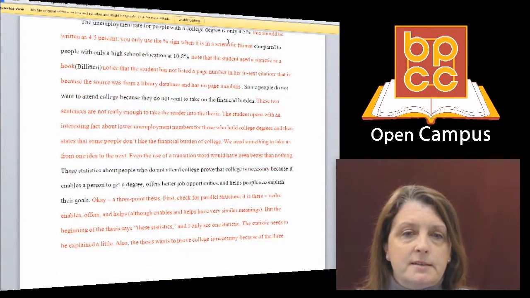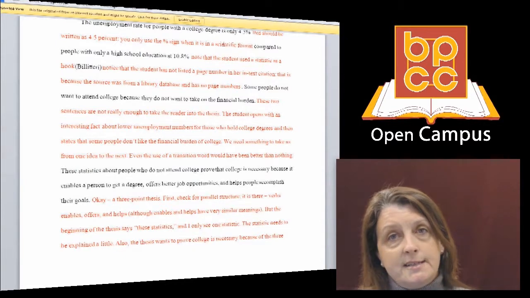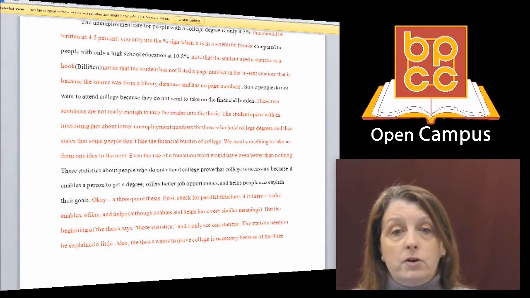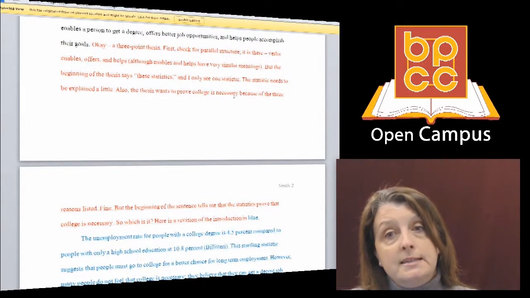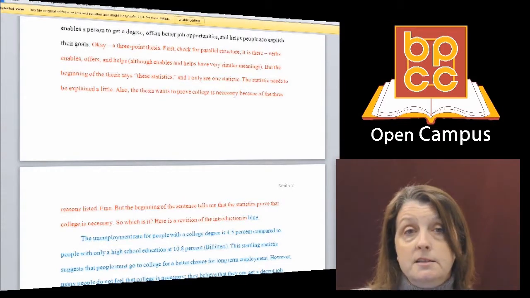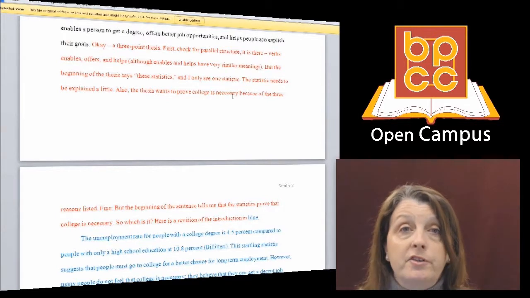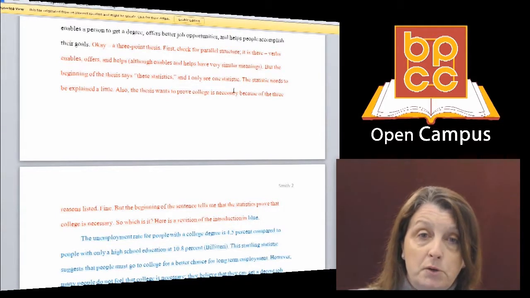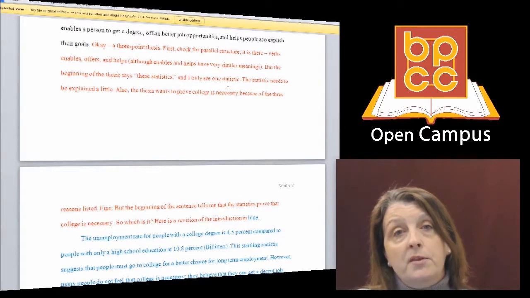Now, take a look at the thesis. Her thesis says she wants to prove college is necessary, and she gives us 3 reasons that prove college is necessary. However, at the beginning of her thesis, she also says that the statistics prove that college is necessary. So which is it? The statistics or the 3 reasons? So what I'd like for you to look at now is a revision of the introduction that I've written in blue. I've tried to use most of her material, but I've added some things to see what you think about the progression of ideas.